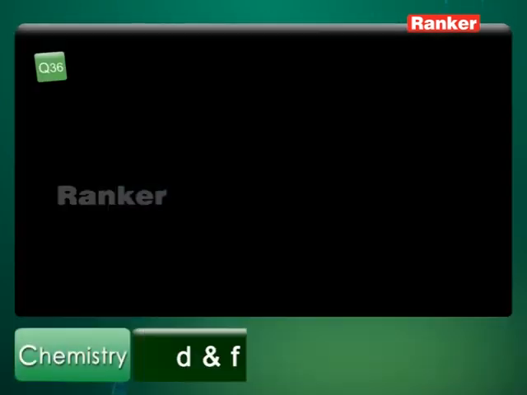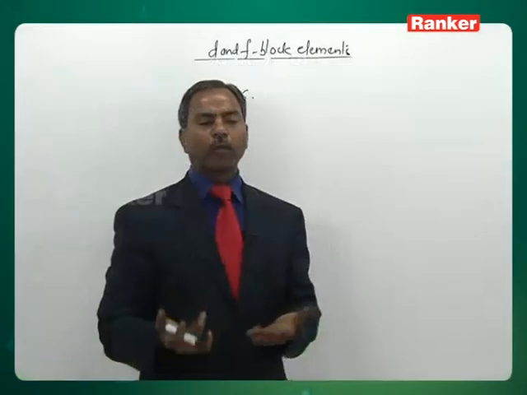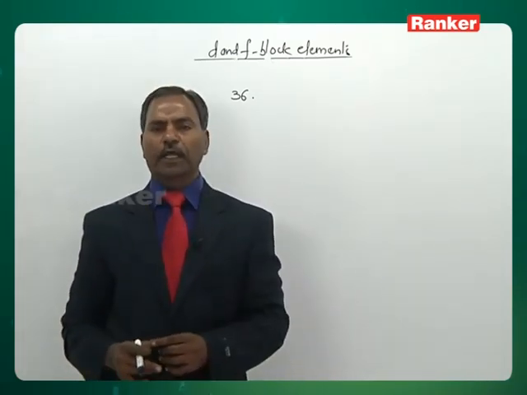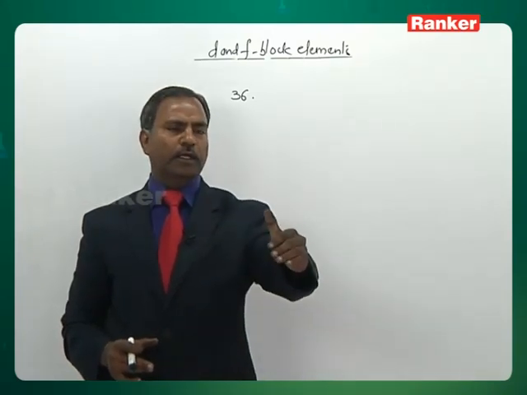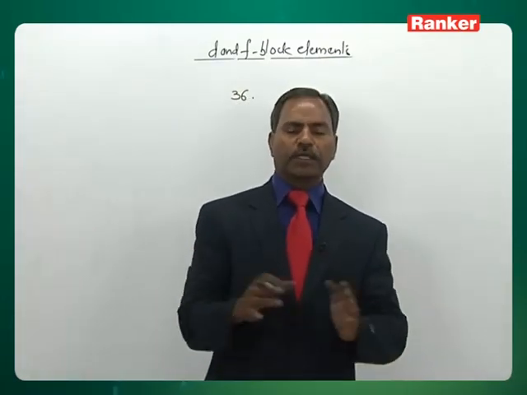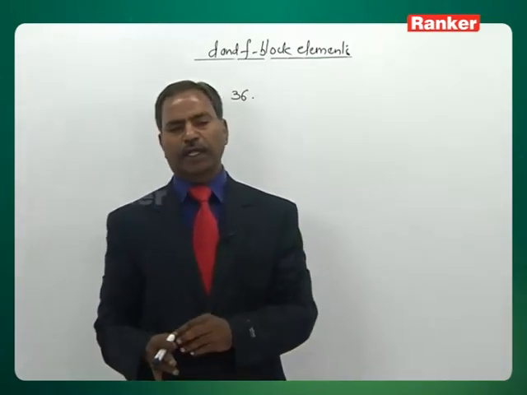Coming to question number 36: acidified solution of potassium dichromate, when treated with a solution of hydrogen peroxide, forms a blue solution that subsequently turns green on standing. The oxidation states of chromium in the blue and the green solutions are respectively? A very important question that comes frequently. Potassium dichromate on reaction with hydrogen peroxide first produces a blue compound. Then on standing, this blue solution decomposes and converts into a green colored solution.